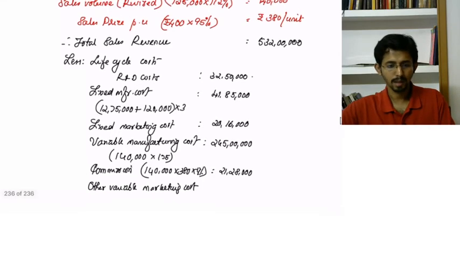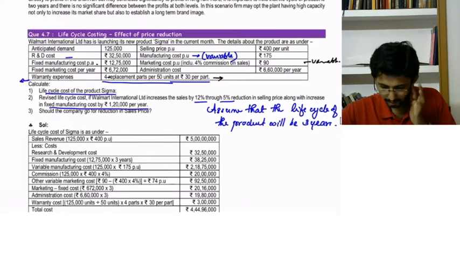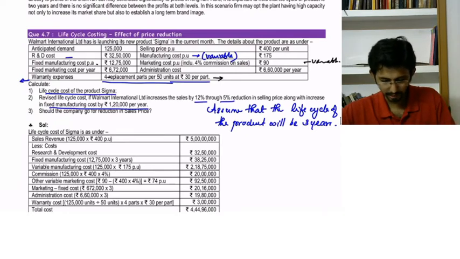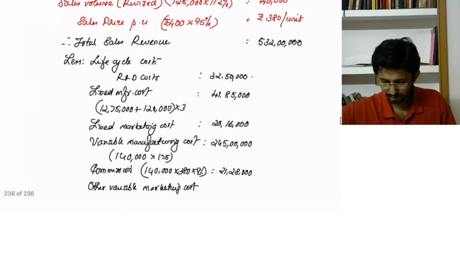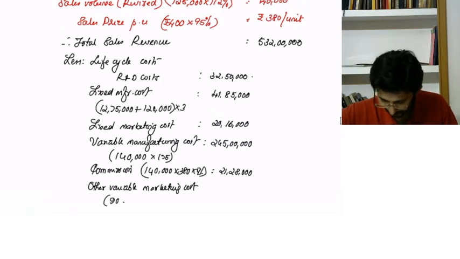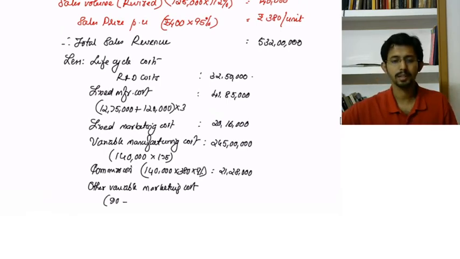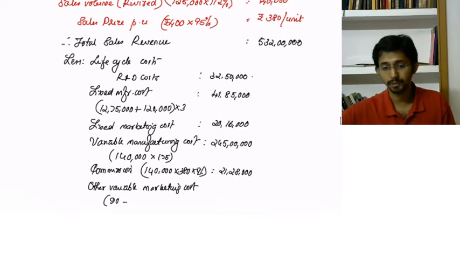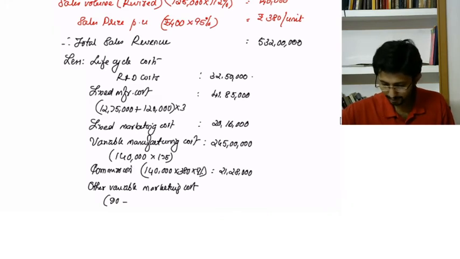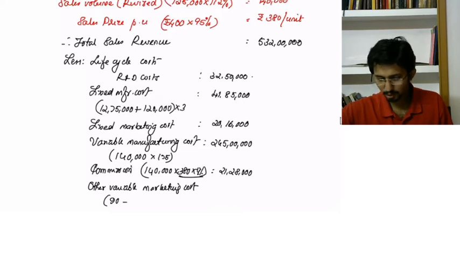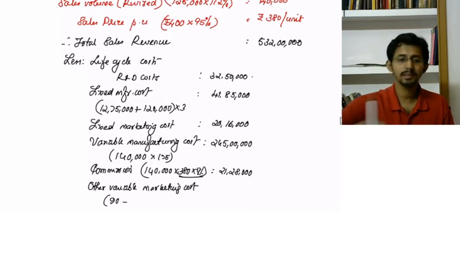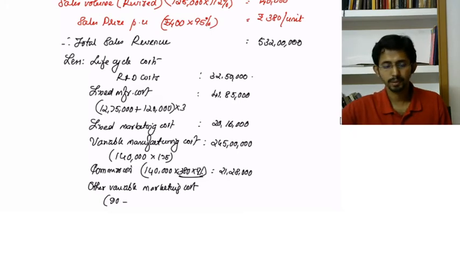Other variable marketing cost. They say that total variable cost is 90 including this 4%. Okay, so that will become 90 minus. Here you have to be very careful. When you take the calculation, don't take 90 minus 380 into 4, because the variable manufacturing cost will not change merely because they change the selling price. Okay, is it clear? It's not going to change.